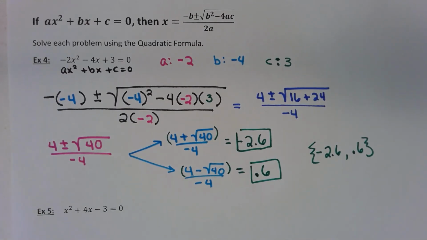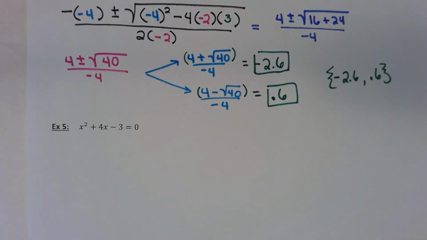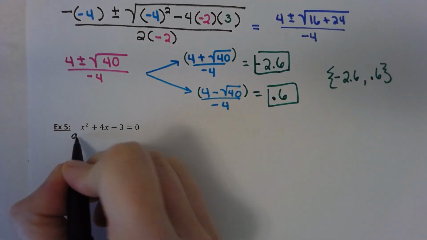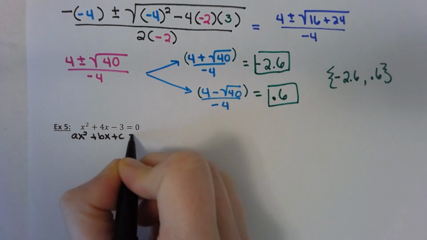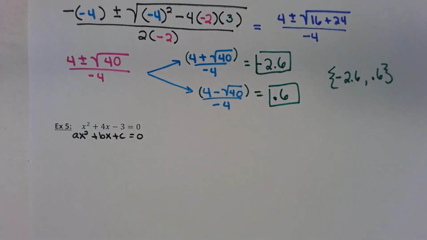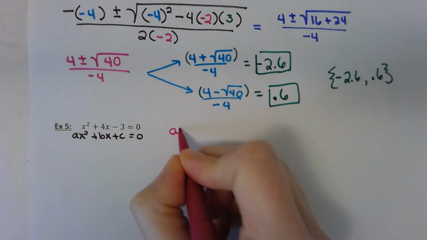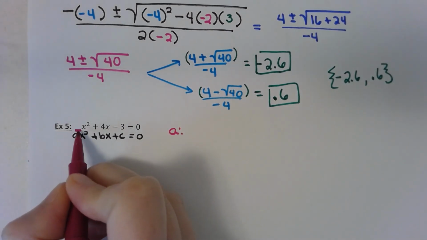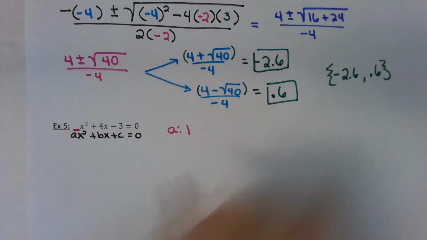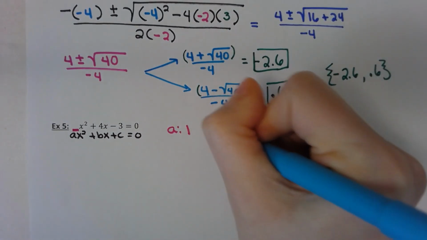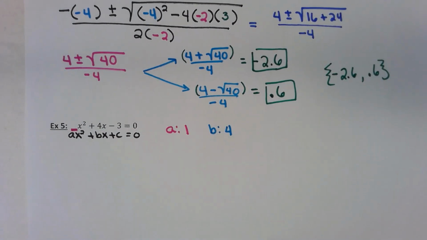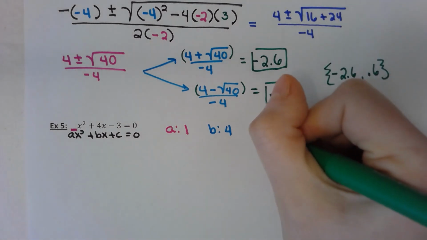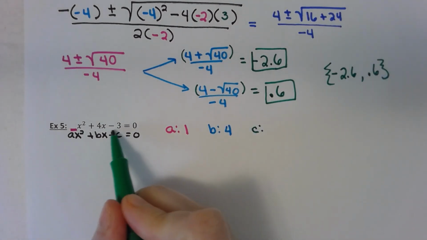All right, example 5. Okay. First things first, I'm going to write ax squared plus bx plus c equals 0. All right. Now my a value is the number that's in front of the x squared. If there's not actually a number that's right there, then that means your a value is 1. My b value is the number that's attached to the regular x right here. That is +4. And my c value is the constant, the number without a letter attached to it.